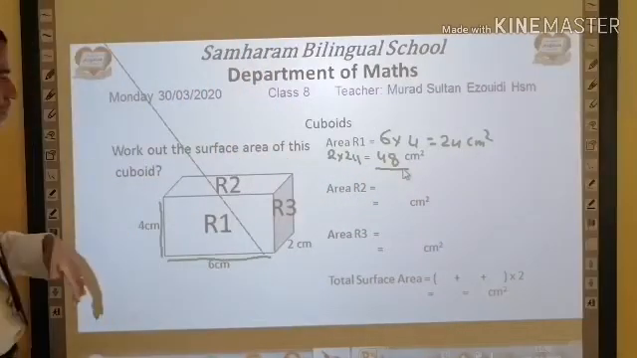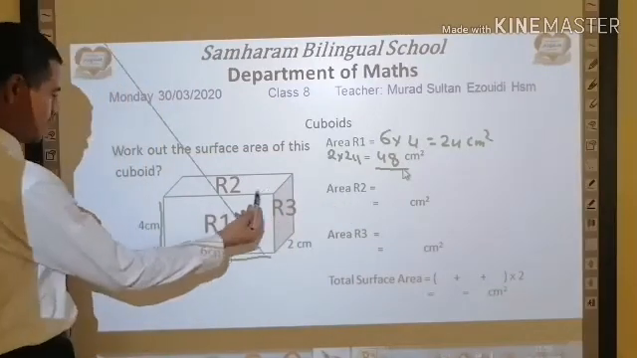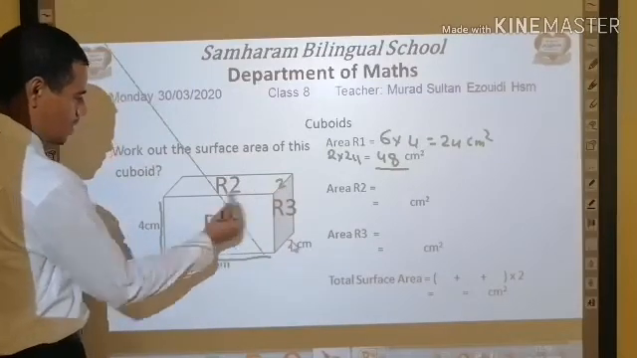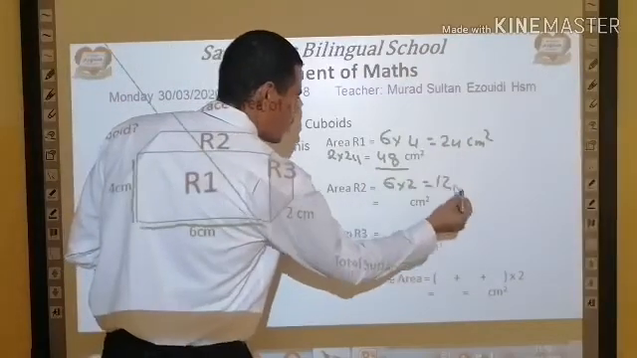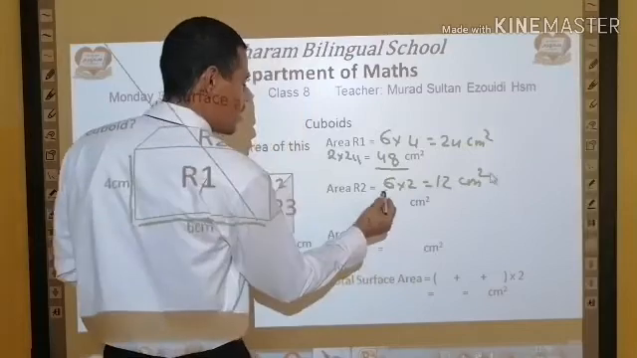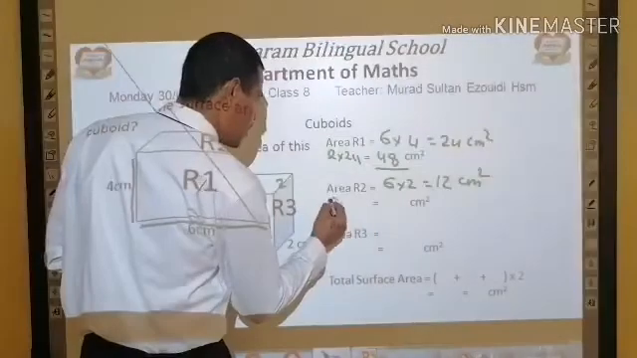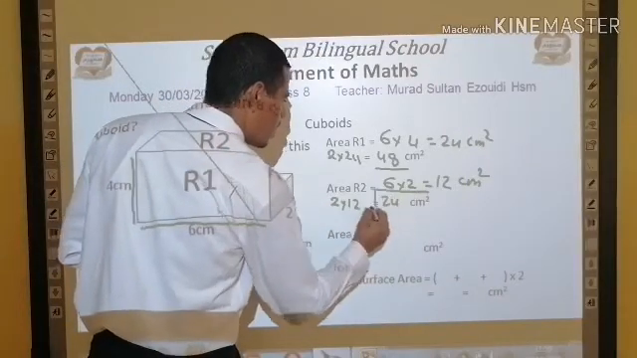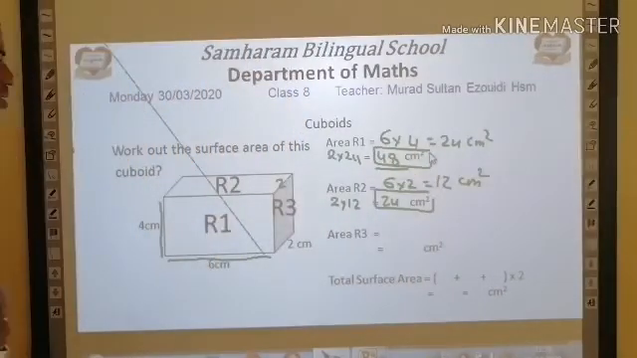Then the next one, for rectangle 2, we have this is 6, okay, and this is 2 centimeter. So 6 multiplied by 2 is 12. The unit is centimeter squared, and as we have 2 rectangles, we multiply by 2. 2 multiplied by 12 is 24, okay. I will use this one because we have 2 rectangles in the same size and the same shape.